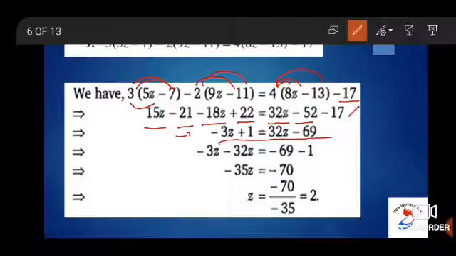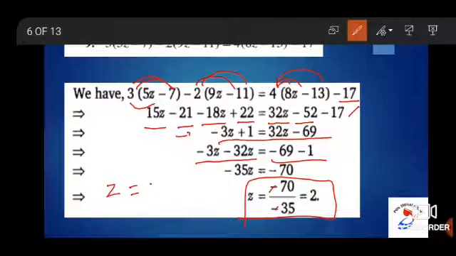So minus 3z minus 32z is equal to minus 69 minus 1. That is nothing but minus 70. So minus 35z is equal to minus 70. Minus and minus will get cancelled. So the value for z will be 70 divided by 35, that is equal to 2. To conclude, the value for z is 2.